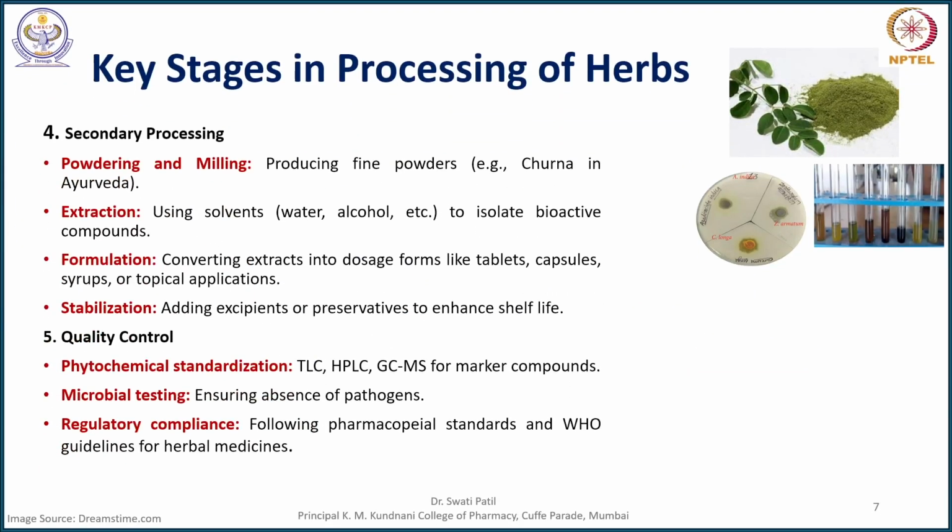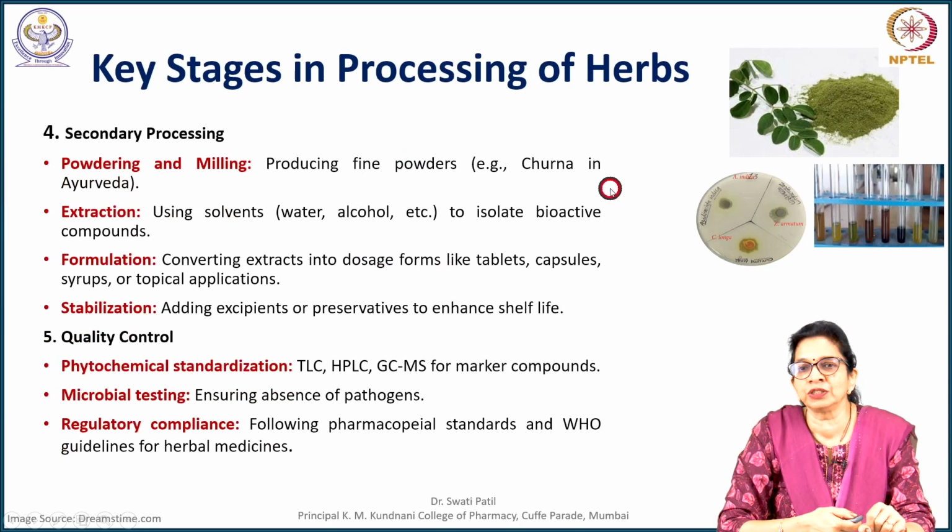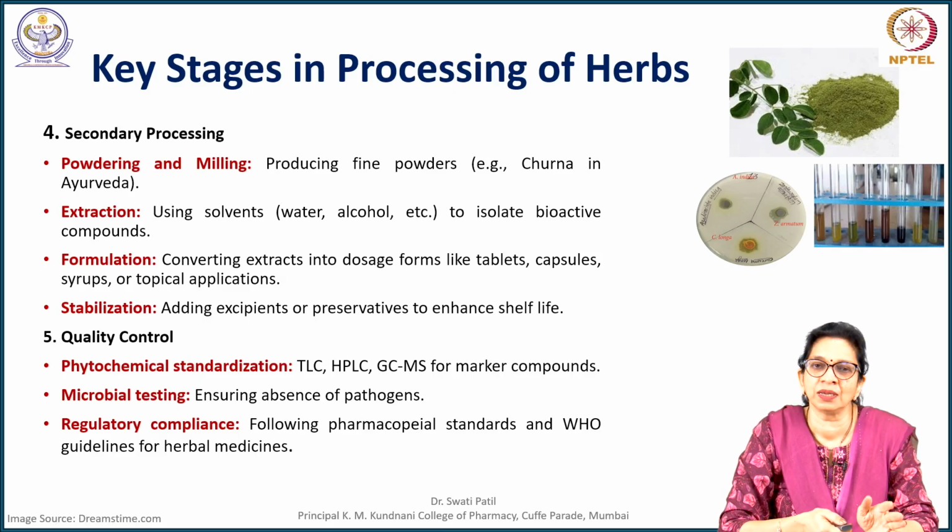The secondary processing involves powdering and milling which produces fine particles. So, if we want to prepare traditional formulations, for example, the churnas in Ayurveda, the particle size is mentioned in Ayurveda textbooks or official books where it helps the proper drug absorption and maintains the formulation.